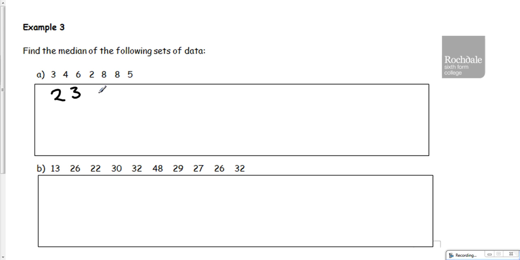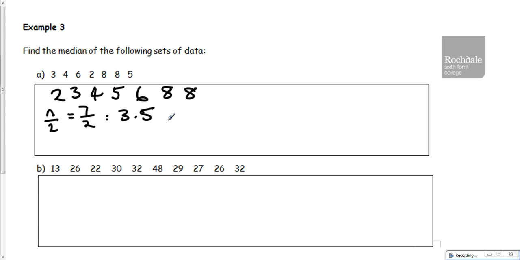So it's 2, 3, 4, 5, 6, and there are 2 8s. Just count up and make sure you've included all the values. So put them into ascending order. The rule says work out n over 2. 1, 2, 3, 4, 5, 6, 7. N is 7. 7 divided by 2 is 3.5.